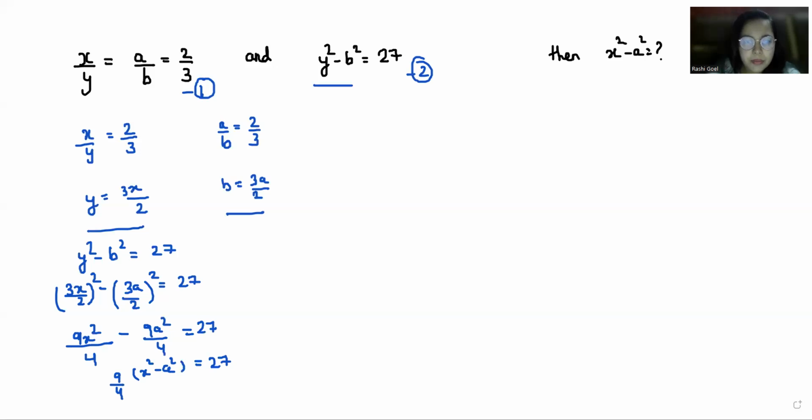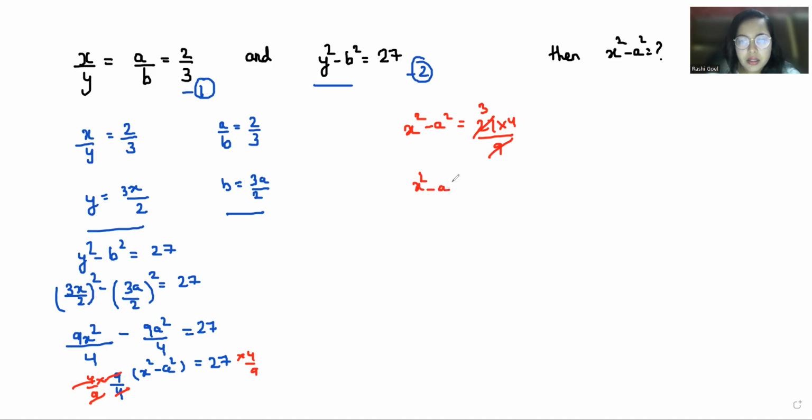Now I am going to multiply by 4/9 on both sides. You can cancel this out. So the value of x² − a² is 27 times 4/9. So 9 can cancel out with 27, leaving 3 times 4. So x² − a² is 12.